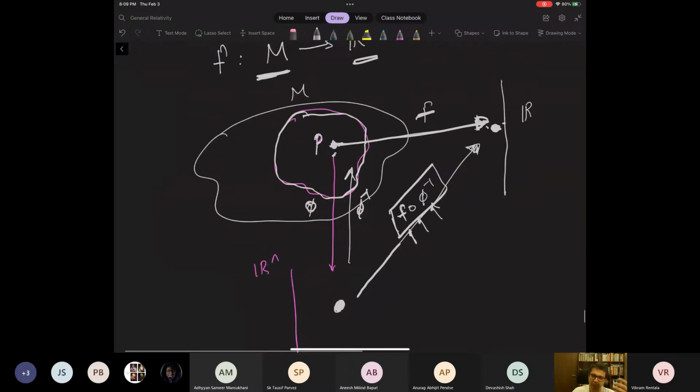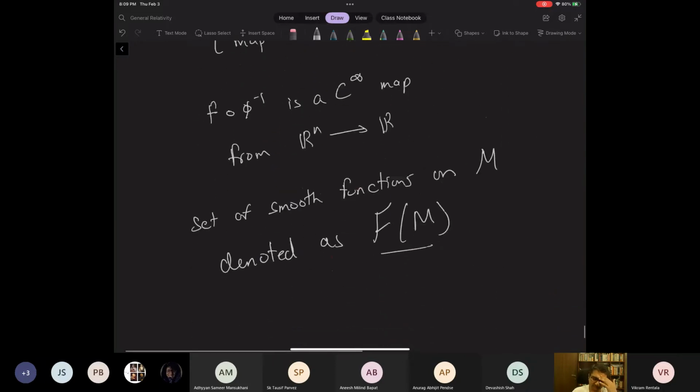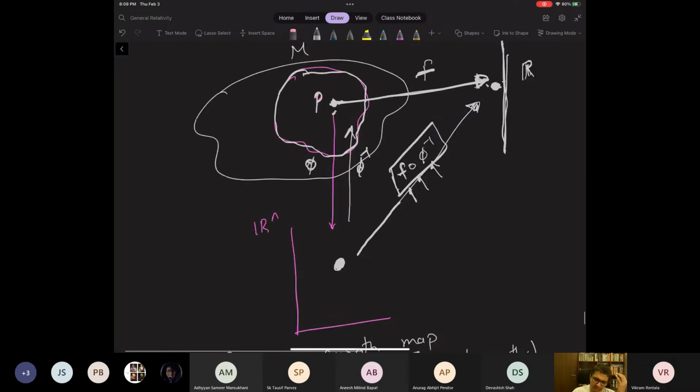Again, smoothness is defined between arbitrary manifolds, and I can think of the real numbers as themselves being a manifold. So this F circle phi inverse, by the smoothness of F, is C infinity, by definition of what we mean by smooth map. So this function is C infinity. This map from Rn to R, that is from the particular coordinate representation to the real number R.